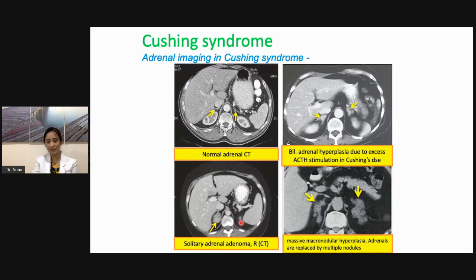So this is a solitary adrenal adenoma on the right. The left adrenal gland is not very visible here. So this is your adrenal Cushing's. And you can have also massive macronodular hyperplasia. As you can see, there are multiple nodularities in your adrenal glands.